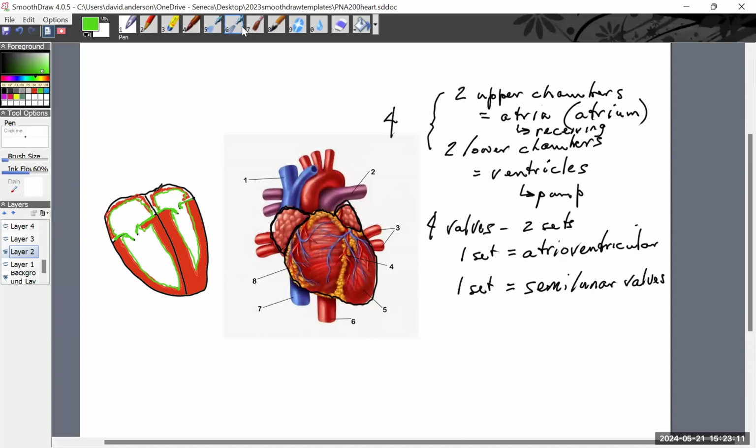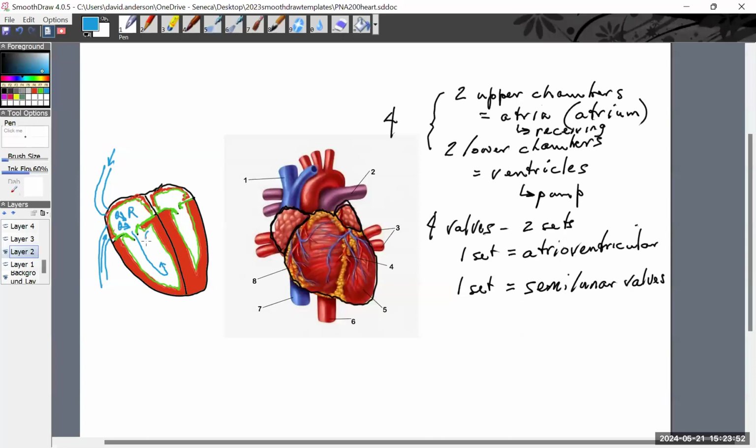So the other thing to realize is that if the atria are receiving chambers, the right atrium is going to receive blood that is drained from the upper half of the body and the lower half of the body. So blood is going to return to the heart and enter the heart through the right atrium. From the right atrium, it's going to be delivered into the right ventricle.